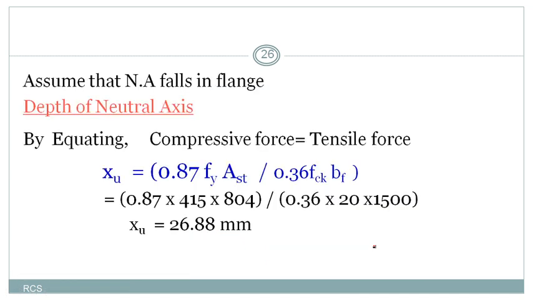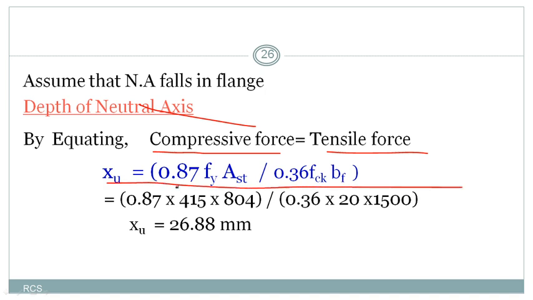Right. So with this input data, we have to calculate the maximum load and the moment of resistance. So let us assume that our neutral axis falls in the flange, and for the depth of neutral axis we can equate compressive force to tensile force, and after solving that we will get one formula, that is xu equals 0.87 fy Ast by 0.36 fck bf. Now substitute fy is 415, Ast is 804, fck is 20, bf is 1500. The xu we get is 26.88 mm.